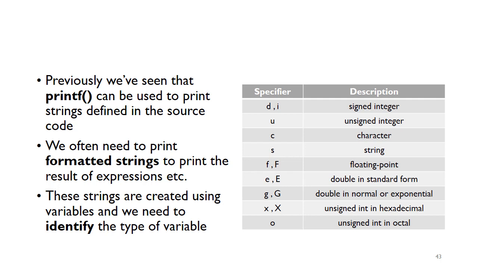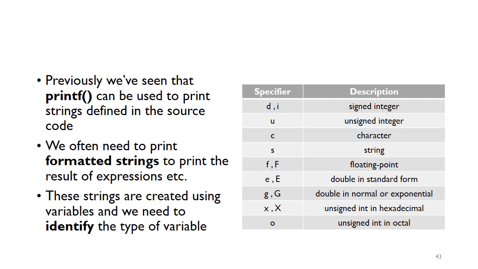So previously, we've seen that printf can be used to print strings defined in the source code. So we just use it to print constant strings like hello world. However, we often need to print formatted strings, to print the result of expressions. So this is a string where it's not fixed, so the contents of the string will change during runtime. So we'll call that a formatted string.